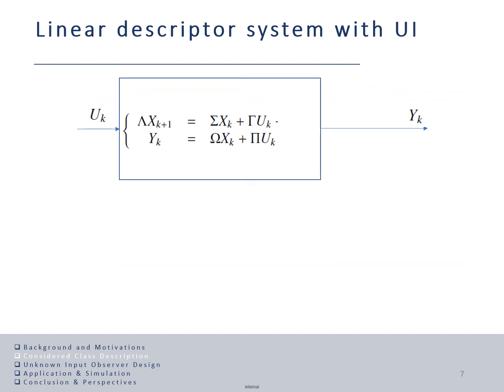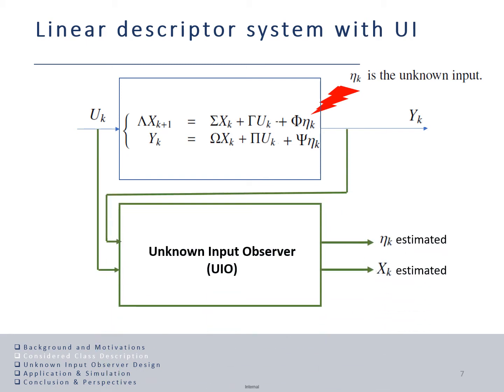In this paper, the following discrete time linear descriptor model is considered, and the aim is to propose and develop an unknown input observer permitting the simultaneous estimation of both the states and the unknown inputs.